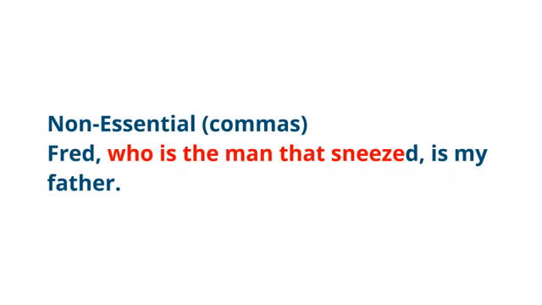In contrast, if I say Fred, who is the man that sneezed, is my father, Fred is already specific. It's already clear who I'm talking about. And so while that information might be important for us, while we might want to know that that's the man who sneezed, it's not essential for us to know who we're talking about, for us to specifically be able to point to one person. So who is the man that sneezed gets set off from the main sentence with commas.